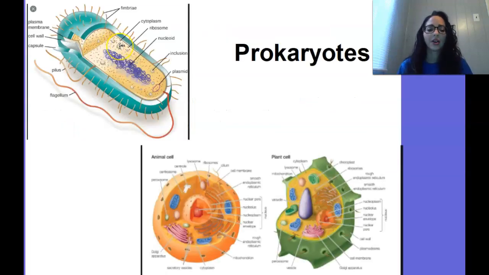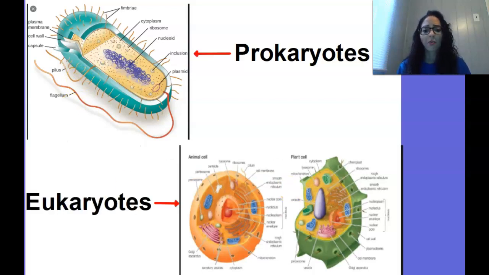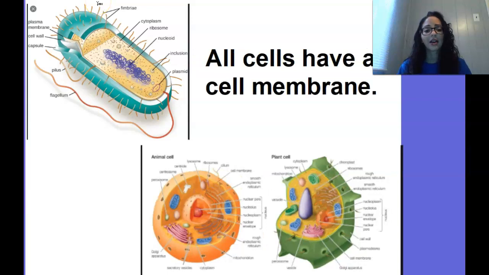We have two main types of cells. We have prokaryotes. So prokaryotes, if you remember, are very simple cells. They do not have membrane-bound organelles. And eukaryotic cells are more complex, and they have a lot going on inside, right? They have a lot of membrane-bound organelles that we can find inside the cell. But all cells have a cell membrane.